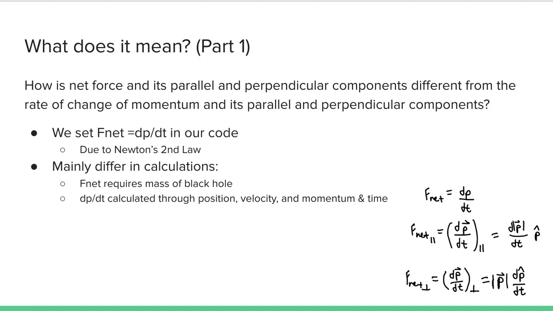So how does net force and its parallel and perpendicular components differ from the rate of change of momentum and its parallel and perpendicular components? So we set F-net equal to dp over dt in our code due to Newton's second law, but they differ in calculation. So F-net requires the mass of the black hole, while dp over dt is calculated through position, velocity, and momentum in time.